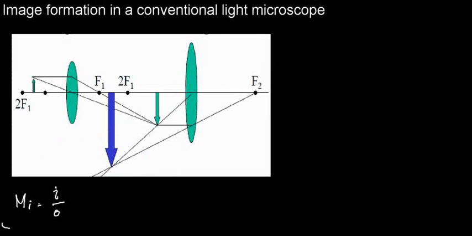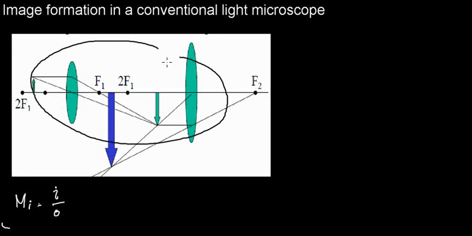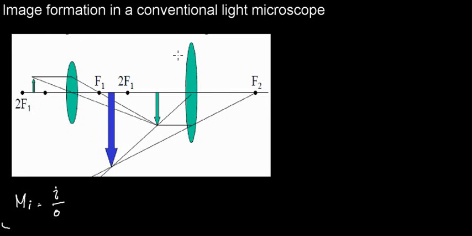We're going to talk about image formation in a conventional light microscope. Even though this may look a little daunting, I promise this is actually pretty simple. What we need is an understanding of image formation, virtual and real image formation. If you don't have an understanding of real and virtual image formation in simple or thin lenses, just review the last video.